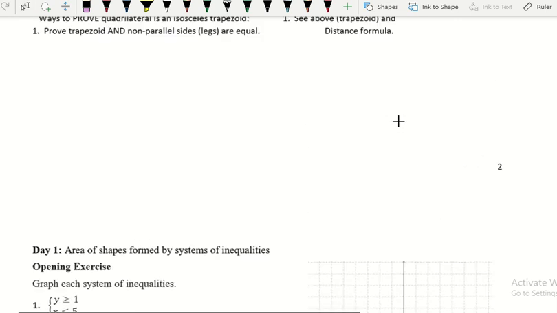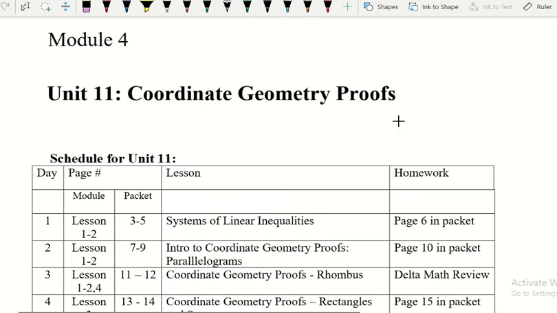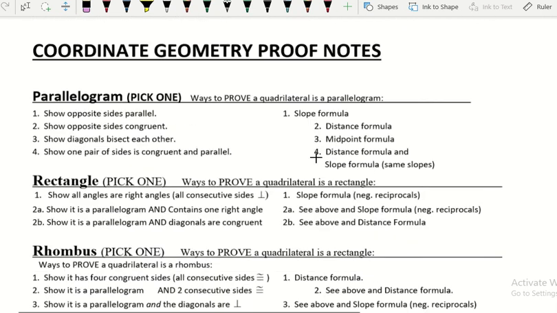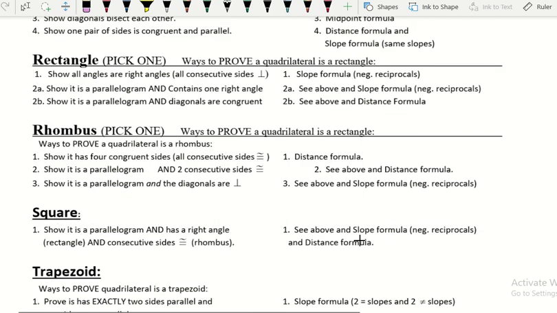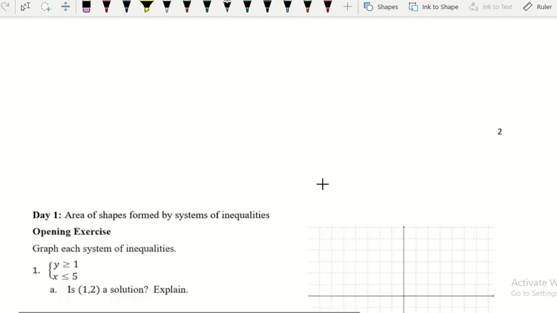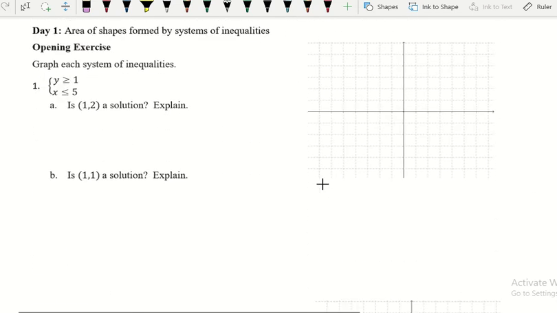All right, so we are taking a look here at day one, which is linear inequalities and modeling with inequalities. So your notes for the unit here, which we're going to get into tomorrow, are on the second page. So keep that in mind as you're working through the unit. But we're going to start with graphing linear inequalities.